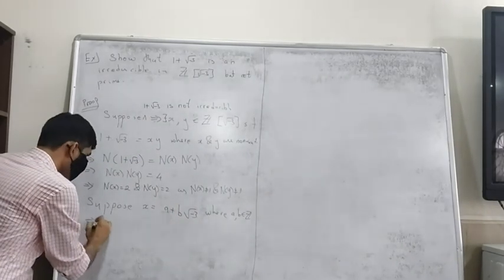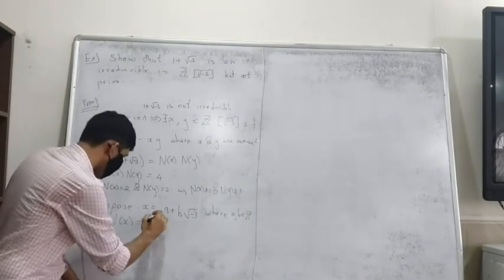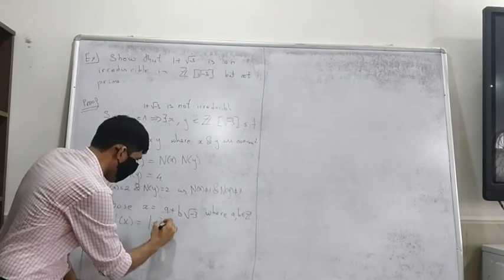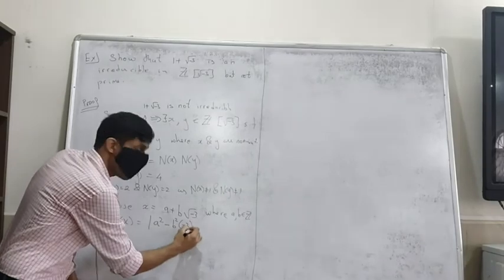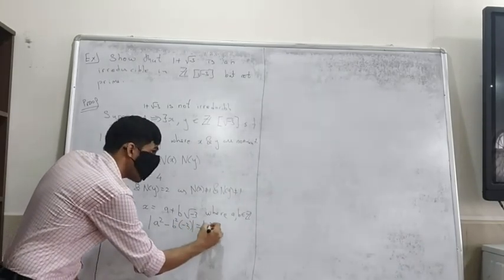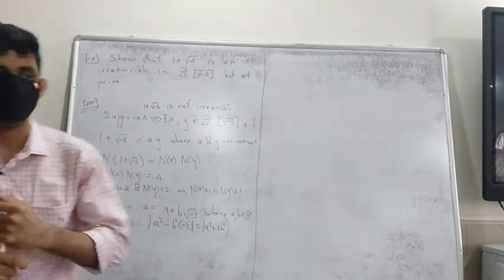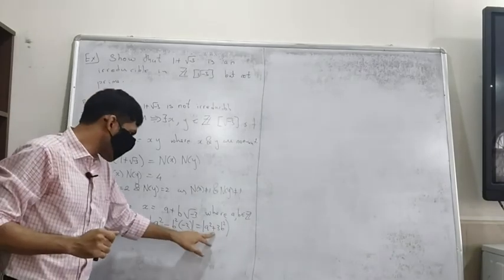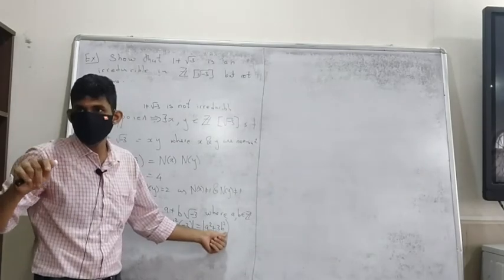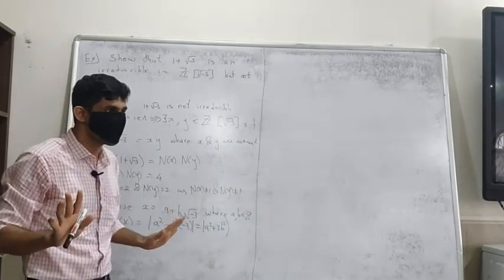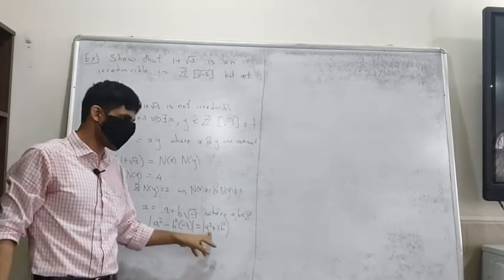Then what would be N of x? It would be modulus of a squared minus b squared times minus 3, which is mod of a squared plus 3b squared. Okay. Now you see, can this ever be equal to 2? You check and see. If b is 0, then the square of nothing can give you 2. Right? 2 is not a square of any natural number. That is quite easy to show.